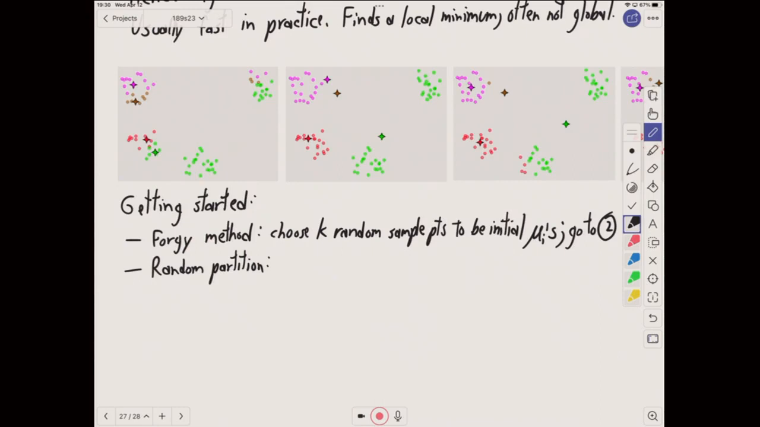Random partition, on the other hand, what we do is we start off by initializing y i randomly, the vector y of assignments. So we're going to randomly assign each sample point to a cluster, making sure that every cluster has at least one point in it. And then we go into our regular loop, but we start it with step 1. So step 1, step 2, step 1, step 2.